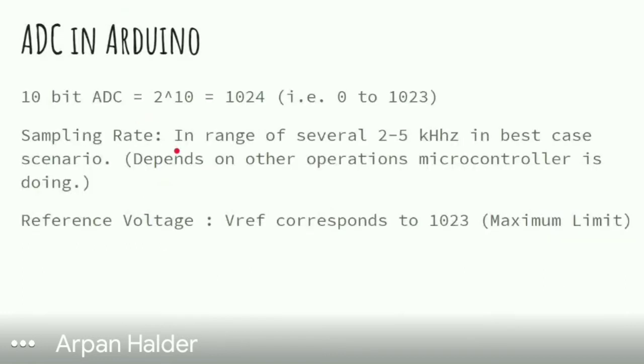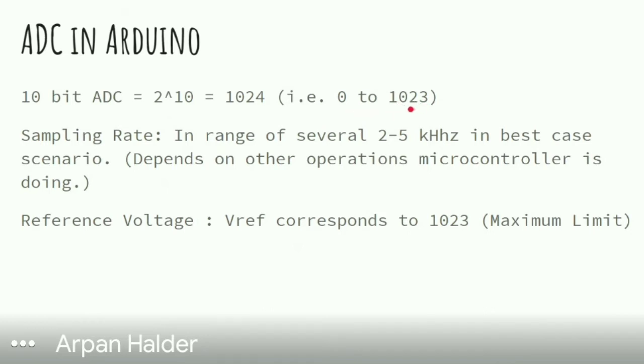In the case of the Arduino Uno board that we use in our simulation, and hopefully will use in our physical labs, it has a 10-bit ADC. 10-bit means there are 10 digits explaining my voltage condition. That is 2 to the power 10, and that is 1024. That means my ADC can represent numbers from 0 to 1023.